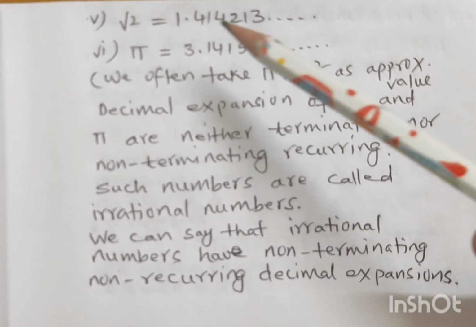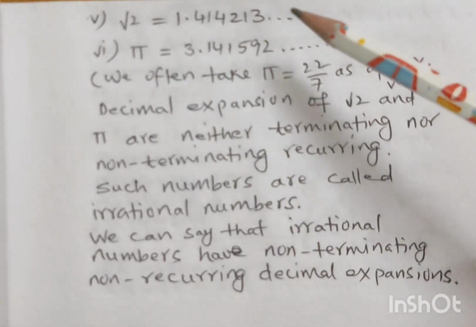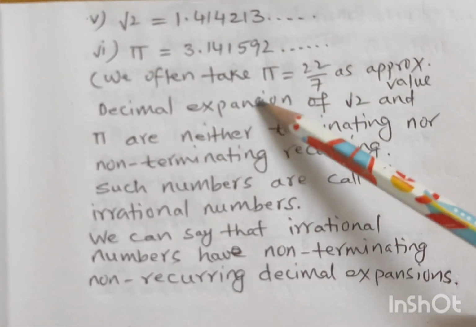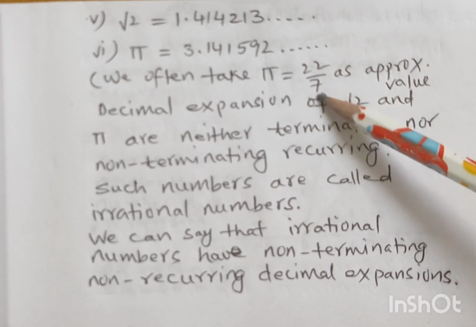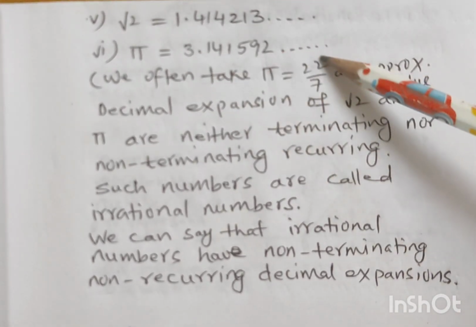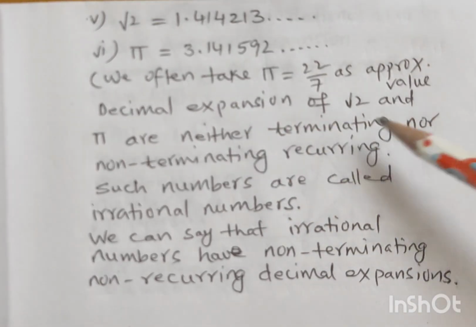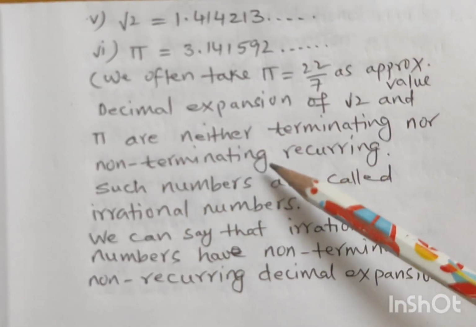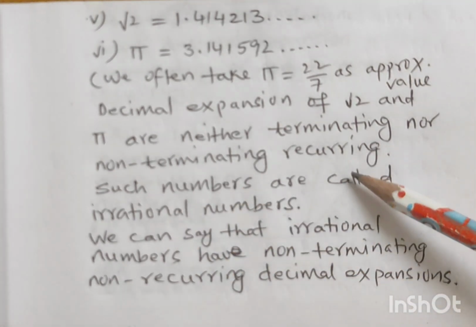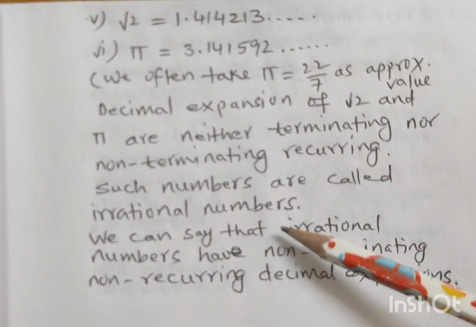Now decimal expansion of root 2 and pi is written over here. We often take pi equal to 22 by 7, but this is an approximation. Its real decimal expansion is this. Decimal expansions of root 2 and pi are neither terminating nor non-terminating recurring. Such numbers are called irrational numbers.